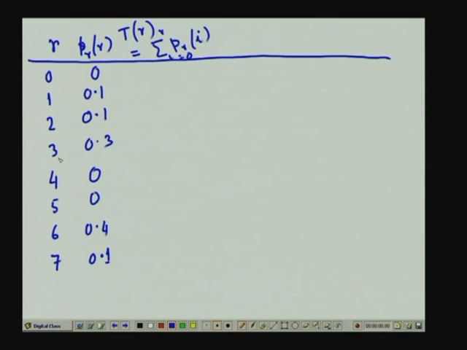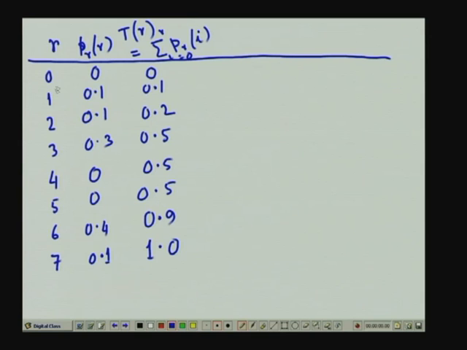So, if we compute the transformation function, you will find that it comes out to be like this. This is 0, this is 0.1, here it is 0.2, here it is 0.5. Because the next two probability density function values are 0, it will remain as 0.5. This will also remain as 0.5. Then this will be 0.9, and here I will get 1.0. So, this is the transformation function that we have.